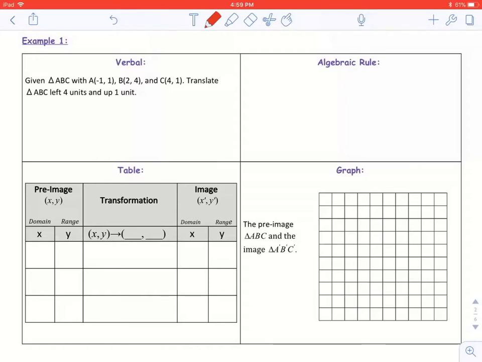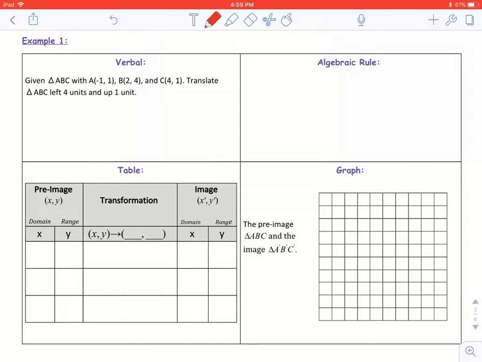Let's take a look at translations example 1. We're going to look at a verbal, algebraic rule, table, and graphic way of looking at this one example. So we're given triangle ABC with A at -1, 1, B at 2, 4, and C at 4, 1. We're told to translate triangle ABC left 4 units and up 1 unit.